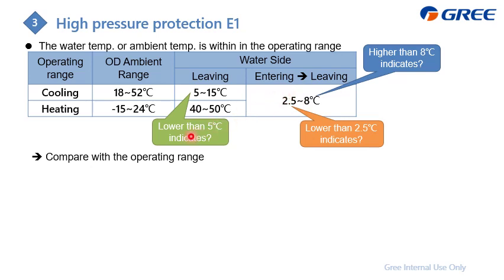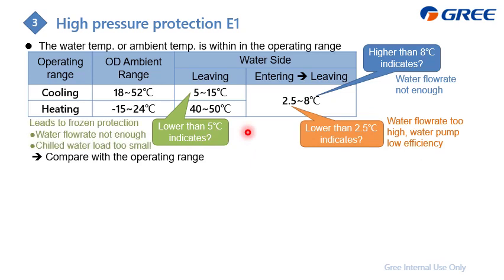And also for the water leaving temperature, if it is less than 5, what does it mean? And here, higher than 8 means the water flow rate is not enough. And of course, lower than 2.5 means the water flow rate is too much. It relates to low water pump efficiency. And at this one, if it is lower than 5 degrees, it relates to the water freezing protection. And for this one, maybe the water flow rate is not enough, or the chilled water load is too small.